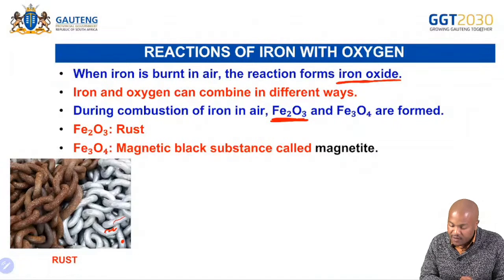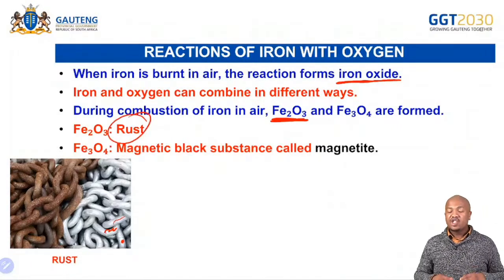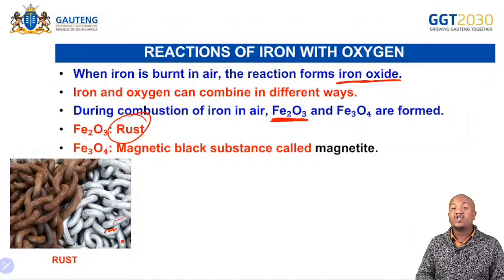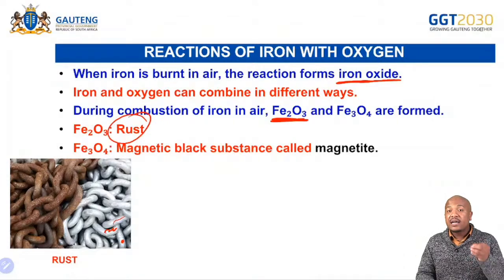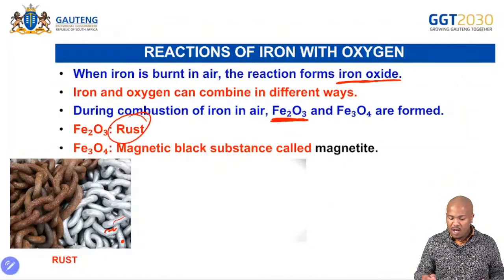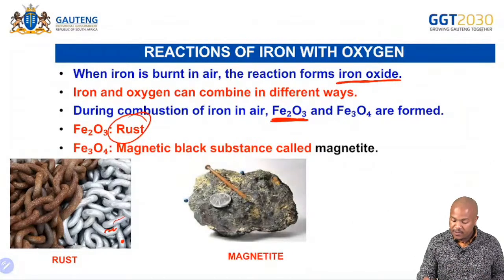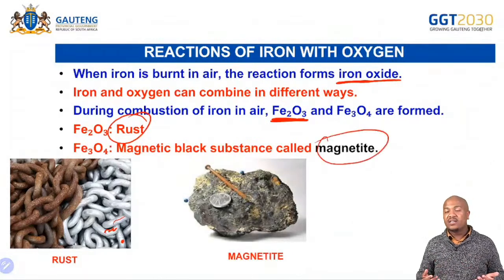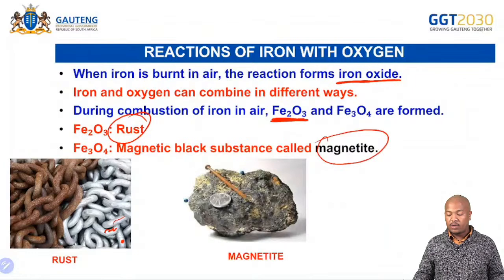This product, Fe2O3, which we call rust. So as you can see now, this metal has started to change color and wear out, and it has rusted. It is simply because of the reaction of this iron with oxygen. Also a black magnetic substance can be formed, which is called magnetite. This is also because of a reaction of iron with oxygen.